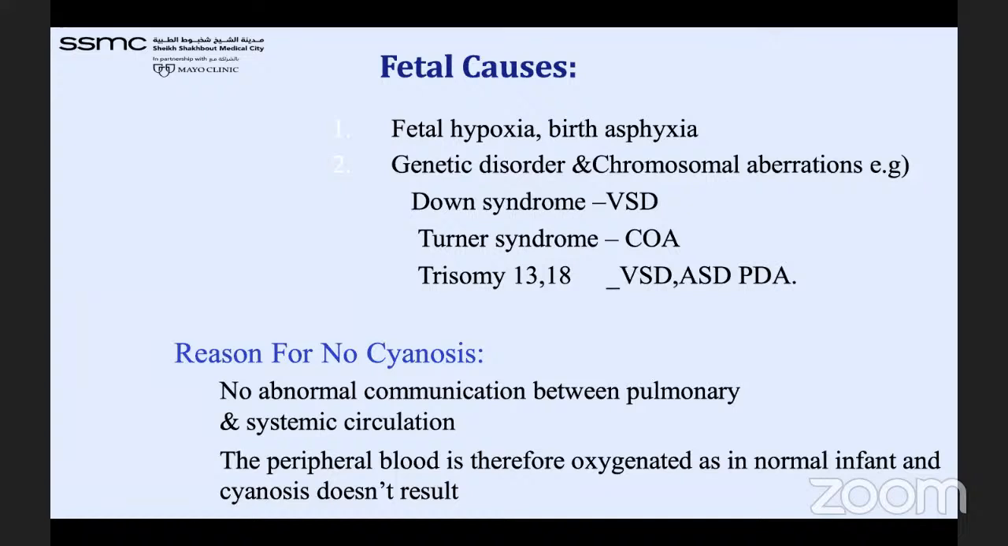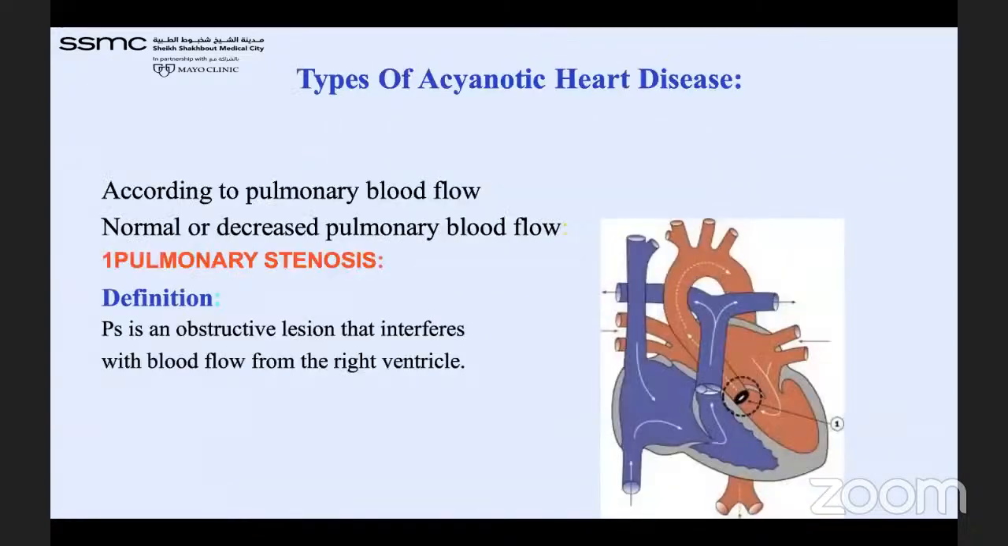We know why there is no cyanosis, because there is no communication between pulmonary and systemic circulation. So come to the types of acyanotic disease according to the pulmonary blood flow, normal or decreased pulmonary flow. We will go one by one. Start with pulmonary stenosis, which is an obstructive lesion that interferes with the blood flow from the right ventricle.